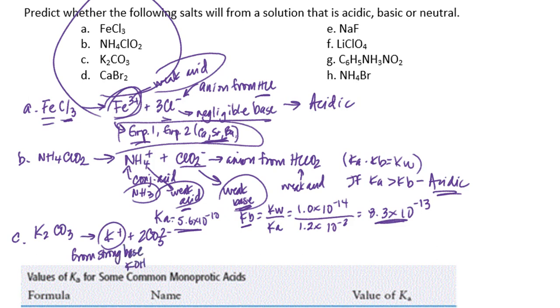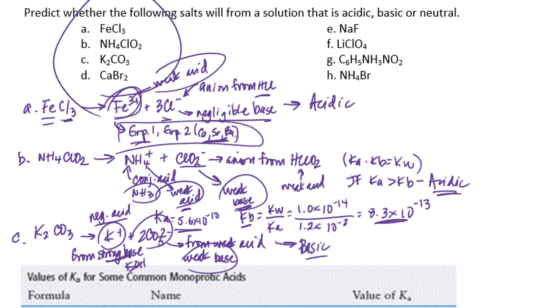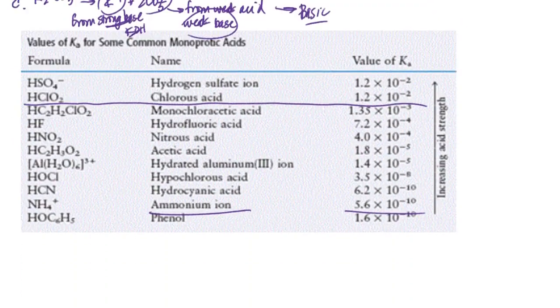From potassium hydroxide. And so as a result, this should be a negligible acid, since it's the conjugate acid, if you will, or the cation that comes from a strong base. But carbonate ion comes from a weak acid. And since it comes from a weak acid, that means that the carbonate ion itself should be a weak base of some significance. So that means that a solution of potassium carbonate should be basic in nature.